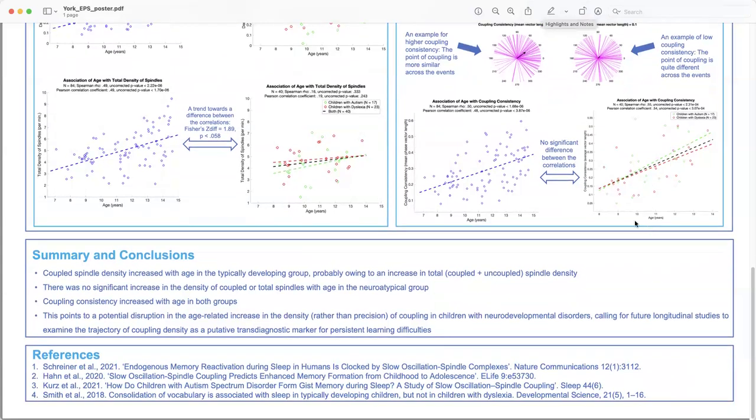To briefly summarize, we saw that coupled spindle density increases with age in typically developing children, but not in the neuroatypical children. However, coupling consistency increases in both. And this points to the coupling mechanism as a potential marker for persistent learning difficulties. We think that future longitudinal studies will reveal more about that.